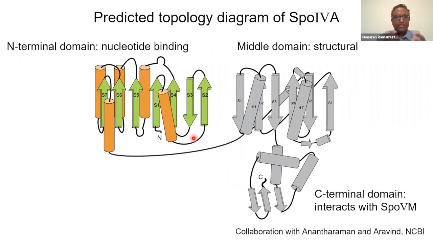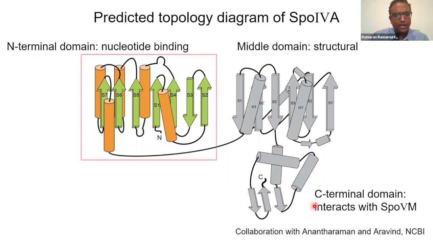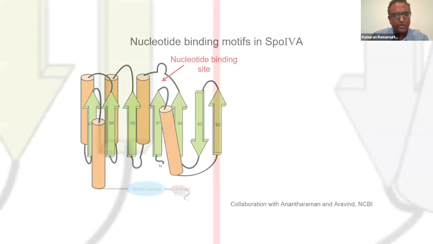So this is what the protein actually looks like. This is a predicted topology diagram of the protein. There's this N-terminal domain that binds to the nucleotide. We solved this in collaboration with the Arvind lab at the NIH. There's a second domain that we think is largely structural. We creatively call this the middle domain. And then there's the C-terminal domain; we've shown experimentally that the very tip of that C-terminus interacts with that first protein, the curvature sensing protein, at the surface of the forespore.